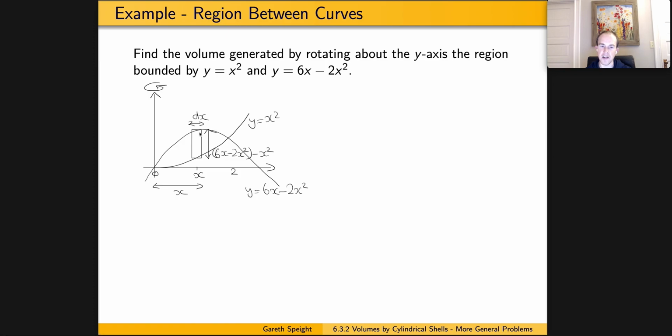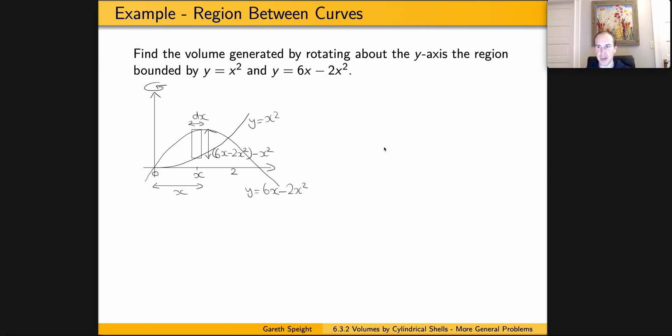The height of the rectangle is the top curve minus the bottom curve. It's the difference in the y values. So we have 6x minus 2x squared minus x squared. This is the height of our rectangle. The thickness of the rectangle is dx. The distance from the rectangle to the axis we're revolving around is x. If we revolve this rectangle around the y-axis, it becomes a typical cylindrical shell. The radius of the shell, or the average radius, is x. The thickness of the shell is dx. The height of the shell is 6x minus 2x squared minus x squared.